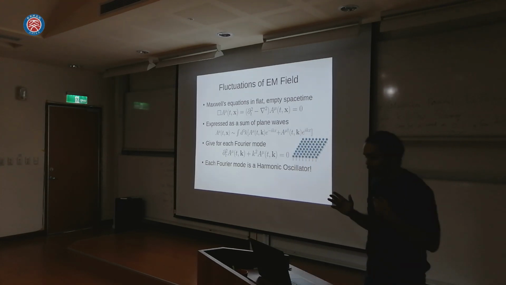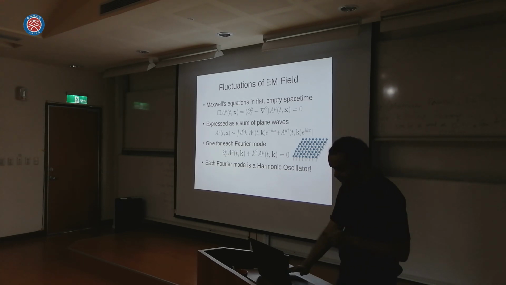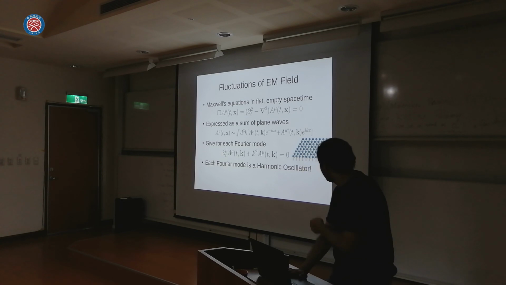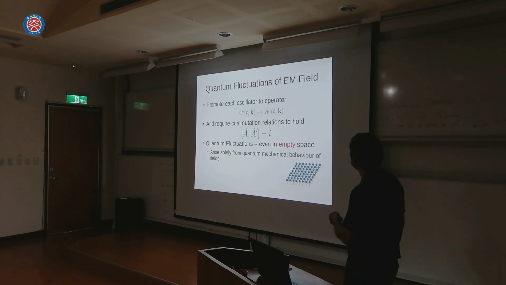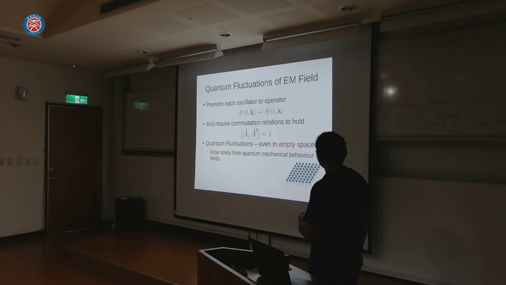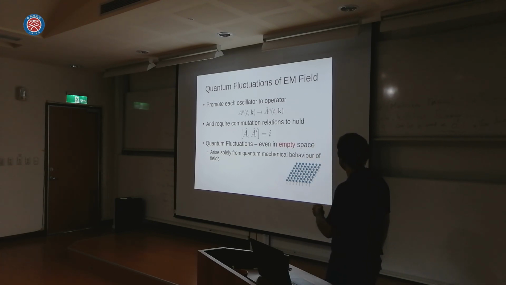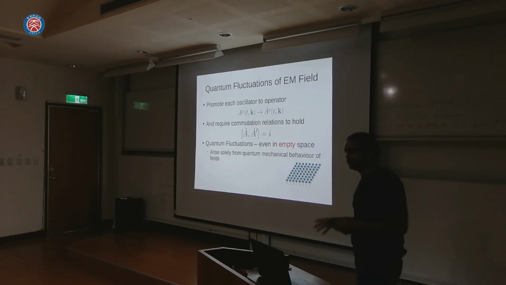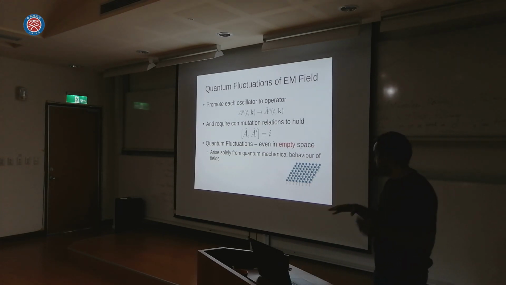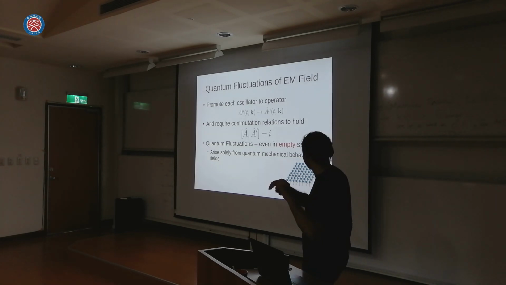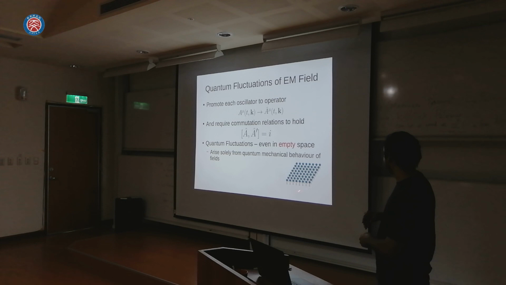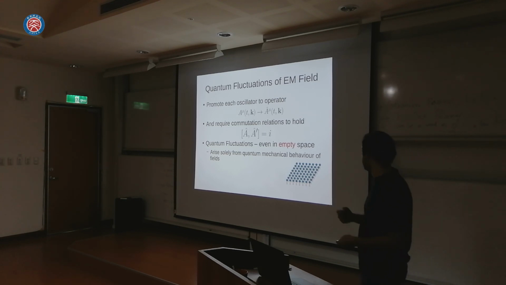So in order to go from this classical fluctuation theory to quantum fluctuations, we just need to make a small step. We already know how to quantize a harmonic oscillator. So we simply replace each of these harmonic oscillators with a quantum mechanical operator, and we require that canonical commutation relations hold for this operator. Once we do that, the electromagnetic field becomes quantized, and the quantum mechanical electrodynamic field is just a collection of independent harmonic oscillators, each of which is a quantum object.